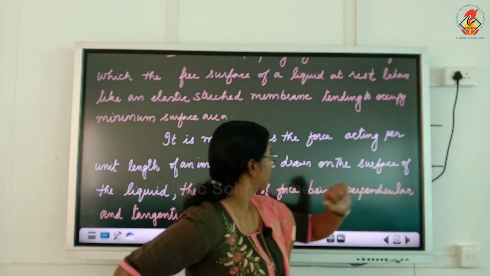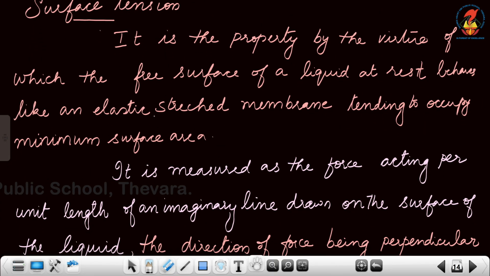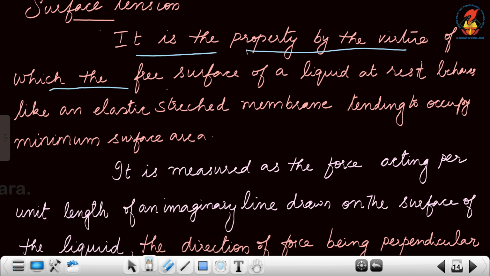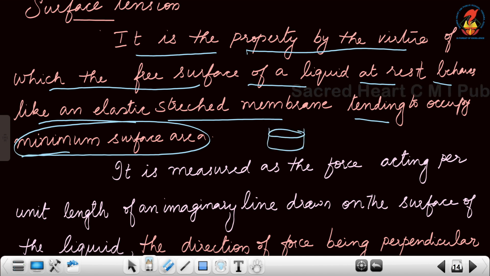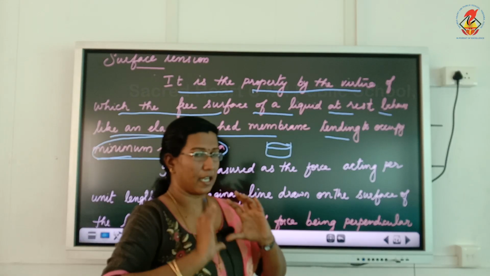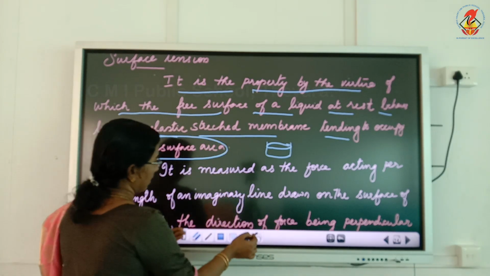Now what is surface tension? It is the property by virtue of which the free surface, that is the top surface of a liquid at rest, behaves like an elastic stretched membrane, tending to occupy the minimum surface area. In order to attain minimum surface area, it tries to be an elastically stretched membrane. Or we can define it in a different way.